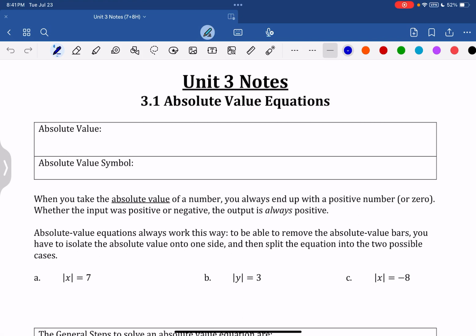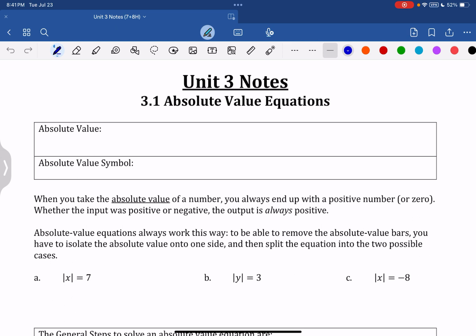All right, welcome to our Unit 3. Today we are talking absolute value and solving absolute value equations. And then the last half of the unit is solving inequalities. So we just finished up our unit on solving equations. And then in Unit 1, we talked a little bit about absolute value.